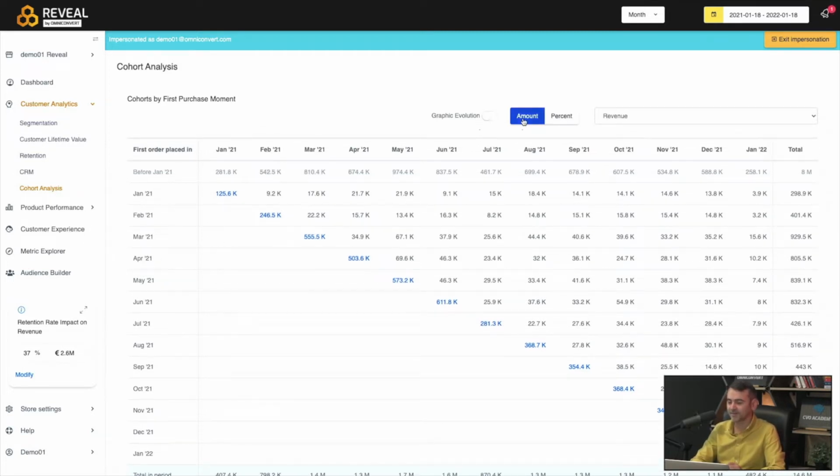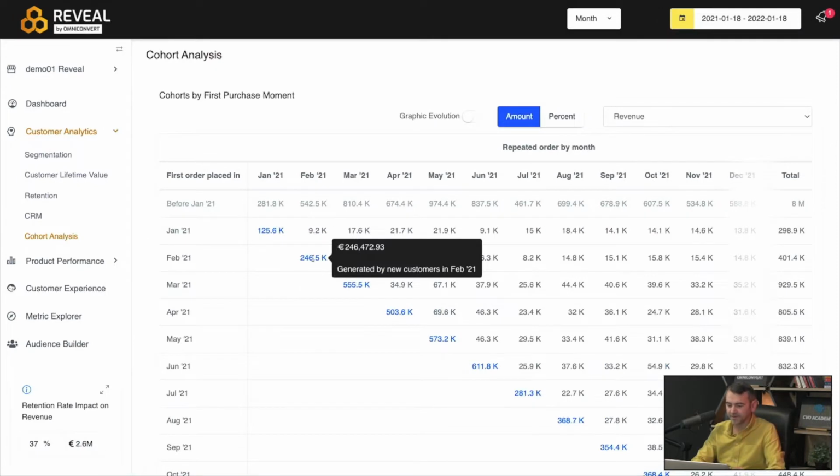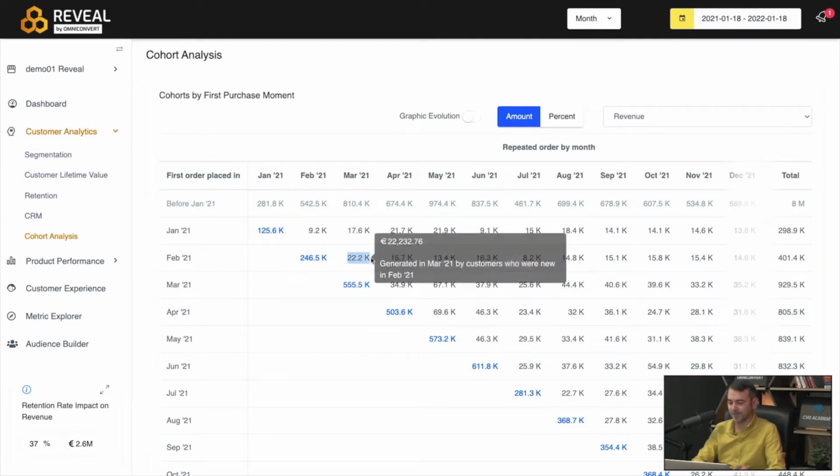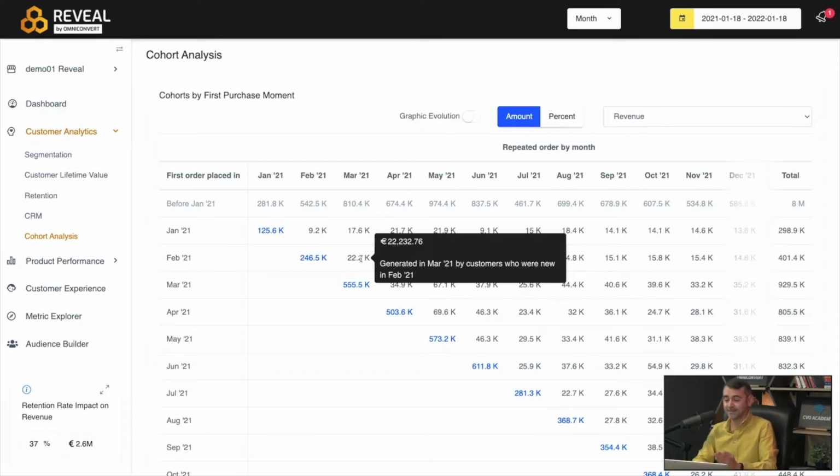So how to understand cohort analysis? We have two ways. We have the percentage and we have the amount, right? If we look over here in February 2021, we will see the amount of the revenue generated by the newly acquired customers in February and how much of it was kept, let's say, in March. This 22,000 has been generated by customers that were new in February 2021. So mainly the customers that stuck and bought again in March generated 22,000.